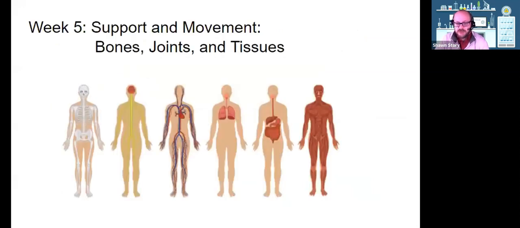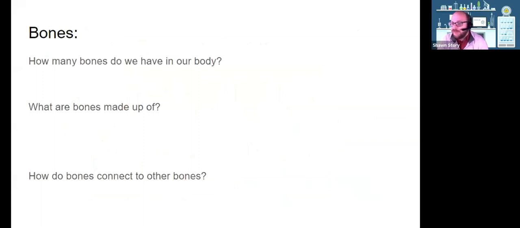Bones, joints, and tissues. Here are a few warm-up questions for us to think about. The first one: how many bones do we have in our body? What are our bones made up of? And how do bones connect to other bones? We'll just stay in the main room today and talk about these.